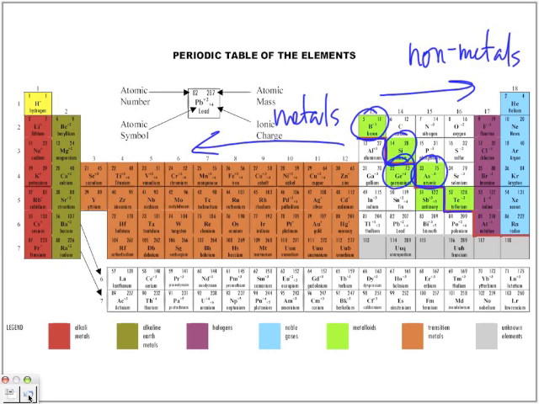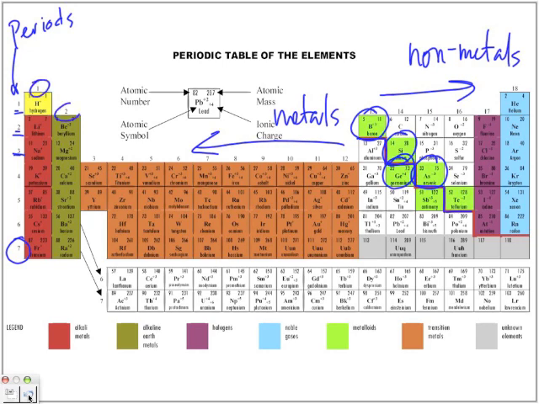Another thing, just to remind you, these numbers here on the side, the 1, the 2, the 3, these are the periods. Period number 1 is the first row. Period number 2 are all the elements in the second row. Period number 3 are all the elements in the third row, and so on. And notice how there are 7 periods or 7 rows in the periodic table.